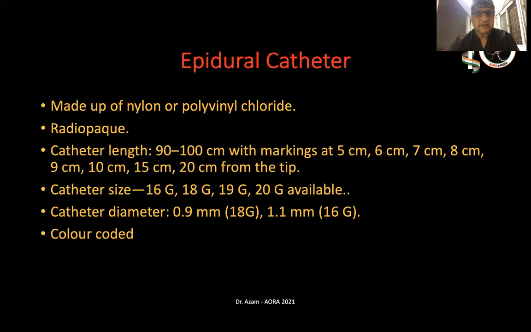Now, epidural catheters are made up of nylon or polyvinyl chloride. They are radio opaque. Catheter length is about 90 to 100 centimeter with markings of 5, 6, 7, 8, 9, 10, 15, and 20 from the tip. Catheter sizes of 16 gauge, 18 gauge, 19 gauge, and 20 gauge are available. Catheter diameter is anywhere between 0.9 mm for 18 gauge and 1.1 mm for 16 gauge, and they are also color coded. Dark blue is 18 gauge and light blue is 16 gauge, and so on.